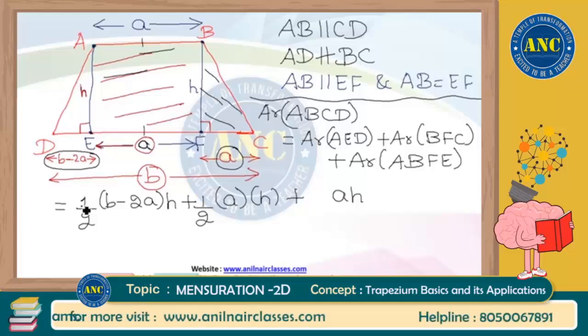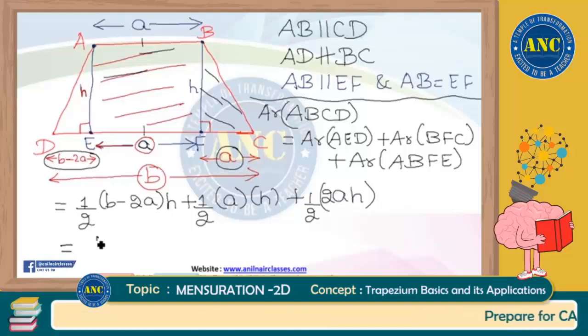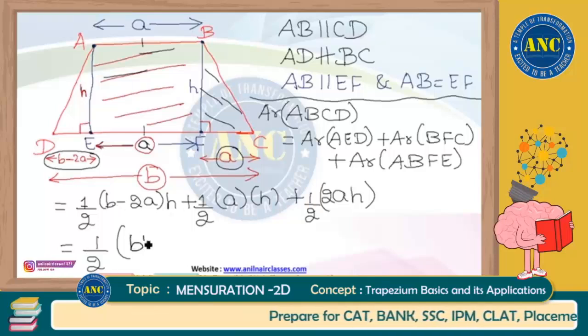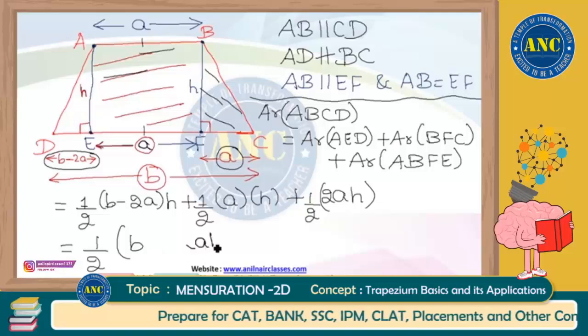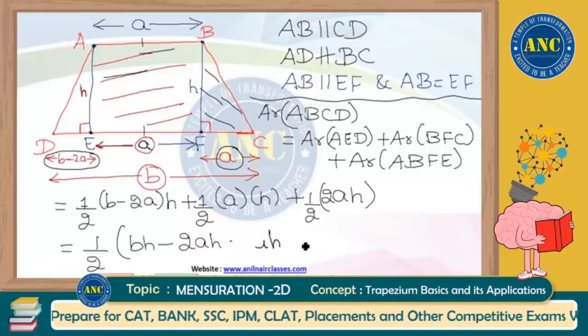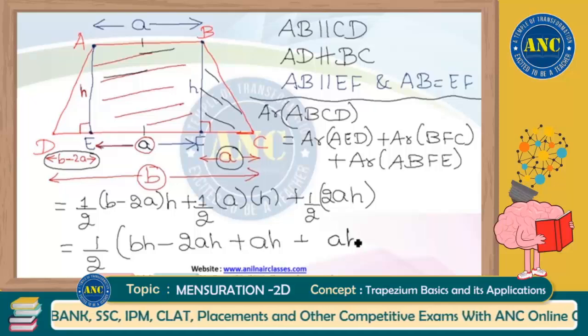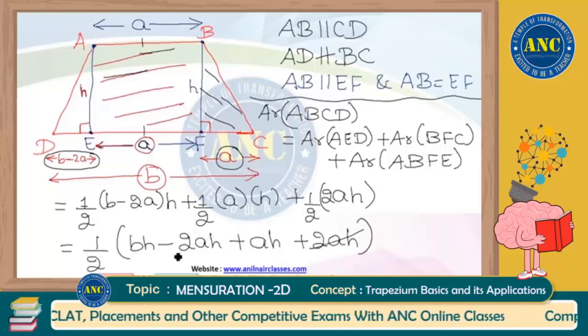But because I have 1 by 2 in the first two terms, here also I will multiply by 1 by 2. If I multiply by 1 by 2, I should multiply the numerator also by 2. That means it is half of 2aH. By this, if I take half common, this becomes bH minus 2aH plus aH plus 2aH, and minus 2aH plus 2aH cancels.